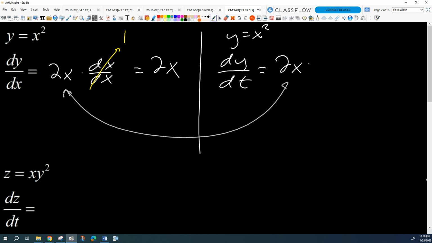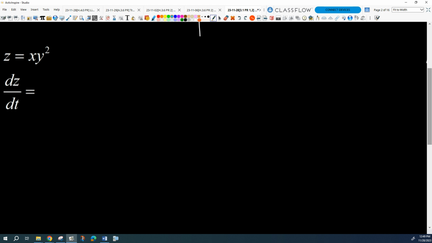Now that we peek inside, what's the derivative of x with respect to t? dx dt, right? You see the difference here. Because we're differentiating with respect to a variable other than x, the second layer doesn't just go away. We're stuck with dx dt. Okay? So what about this bottom one then? What's the derivative of z with respect to t?